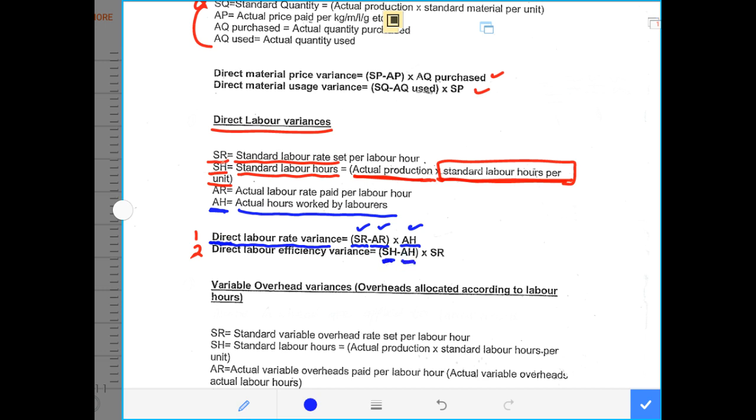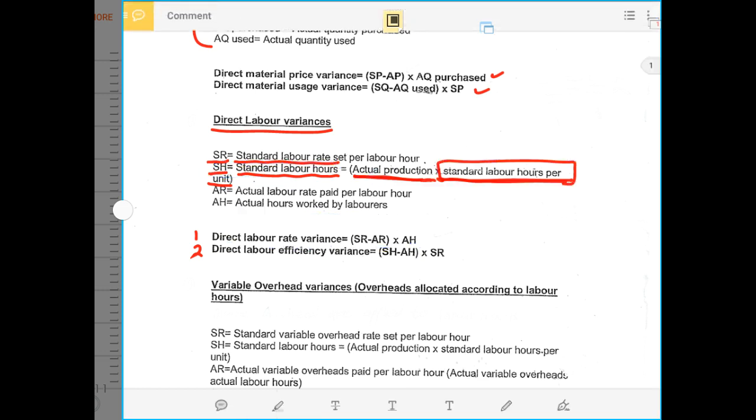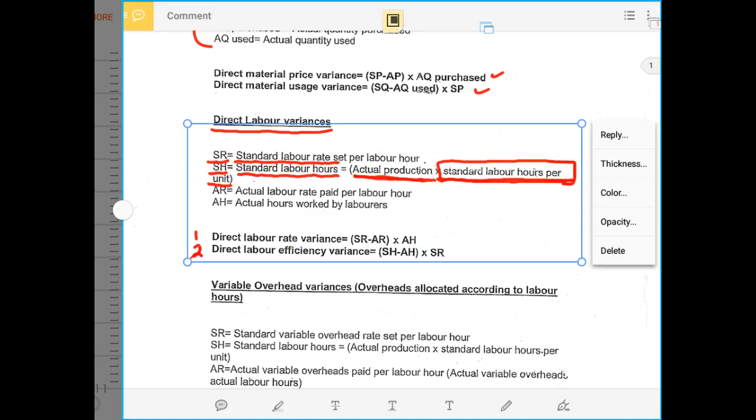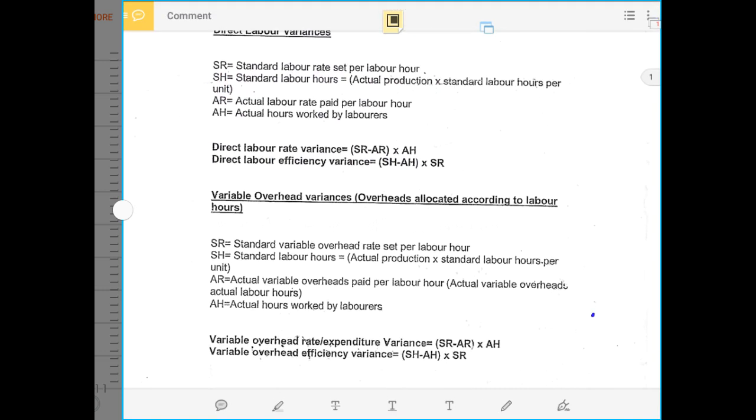Please don't forget that standard hours get to be calculated. We have to get the completed production, and we multiply the completed production by the number of labor hours it takes to complete 1 unit, which we call standard labor hours per unit. Therefore, we go again to the next part.